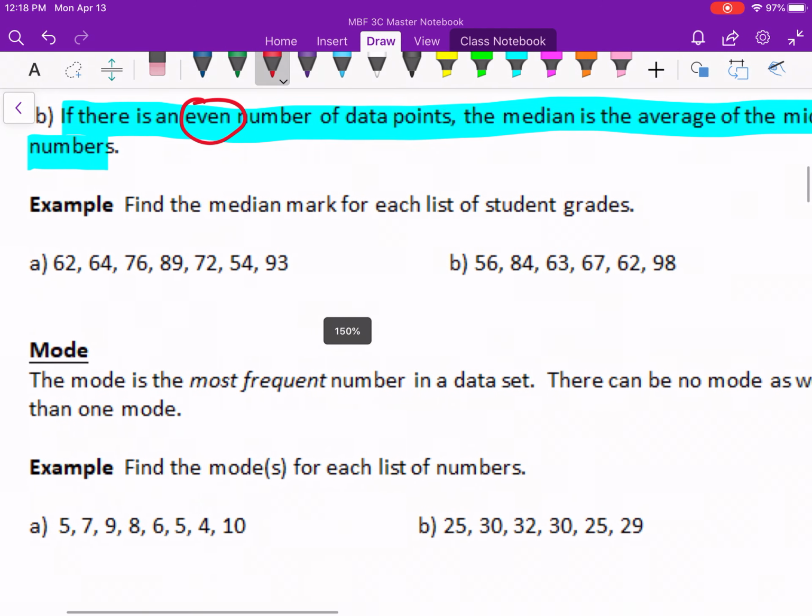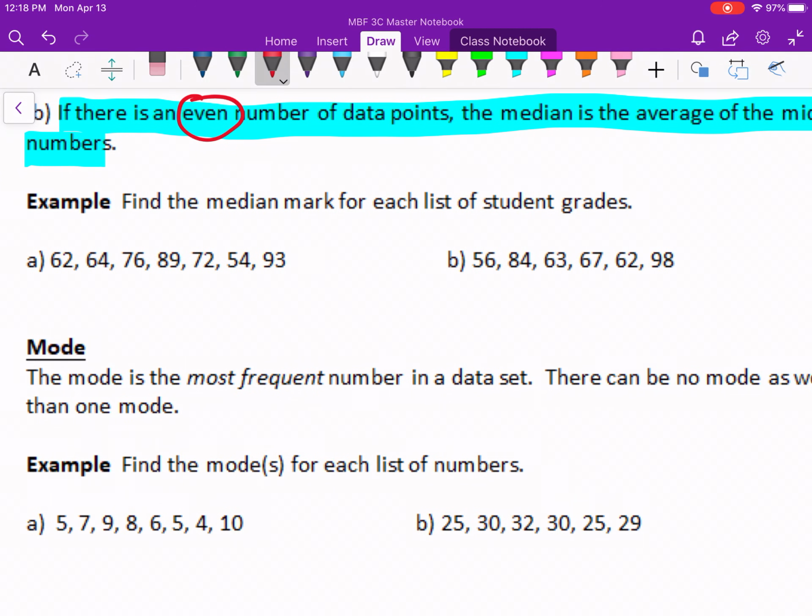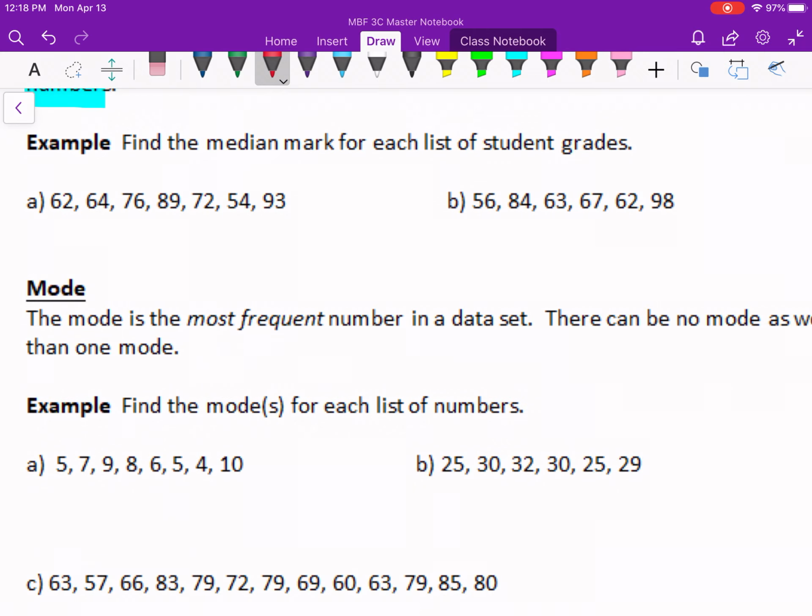Here's a list of grades. They're not in order. Almost in order. There's a couple out of place, though. So we need to put things in order first.